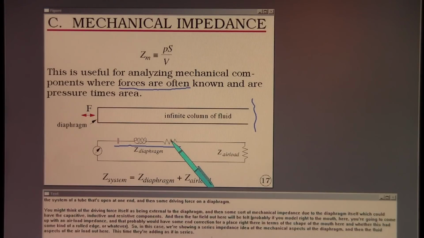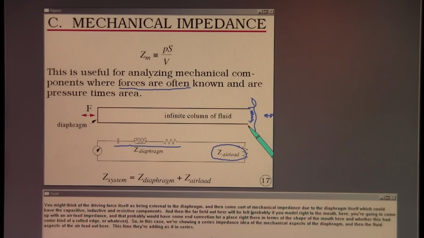And then the far field out here will be felt, well, probably if you model right to the mouth here, you're going to come up with an air load impedance, and that would probably have some end correction for if it were placed right there in terms of the shape of the mouth here and whether this had some kind of a rolled edge or whatever. So in this case, we're showing a series impedance idea of the mechanical aspects of the diaphragm and then the fluid aspects of the air load out here. This time they're adding as if in series.